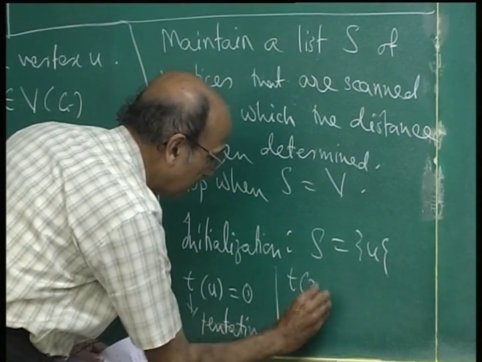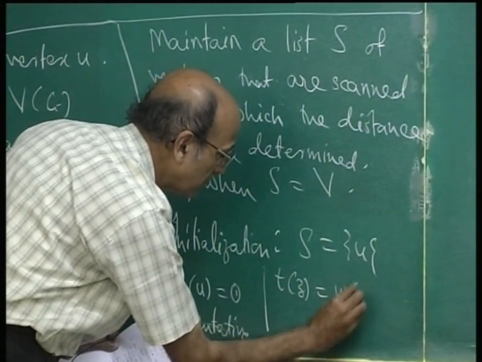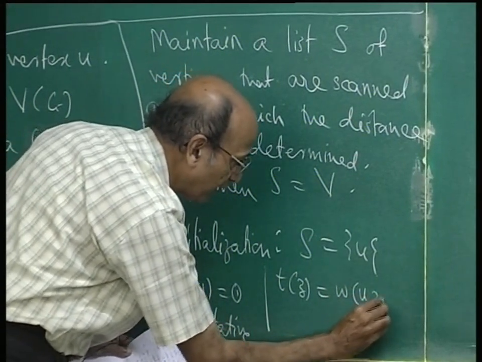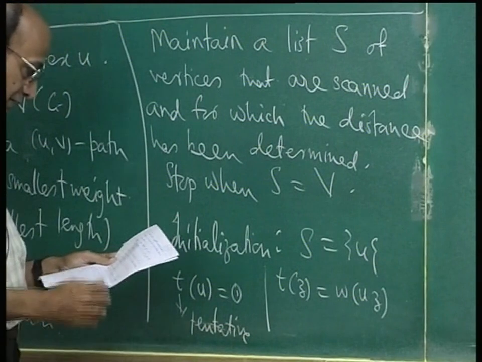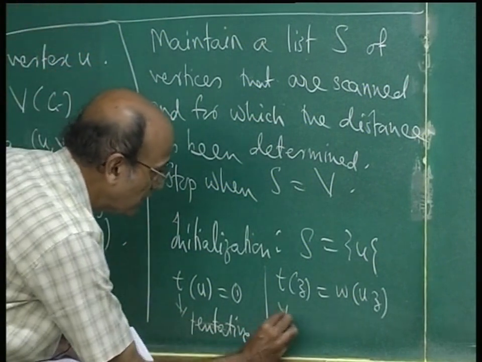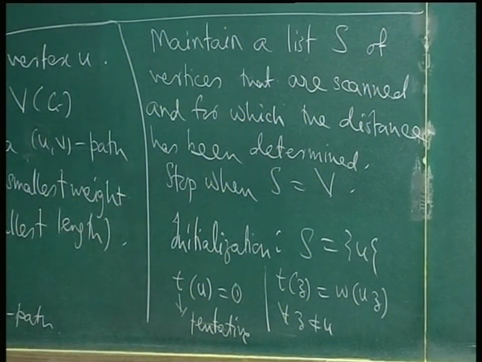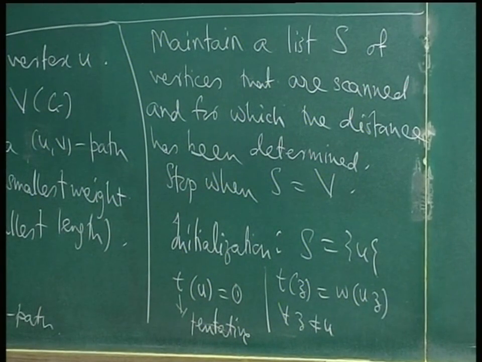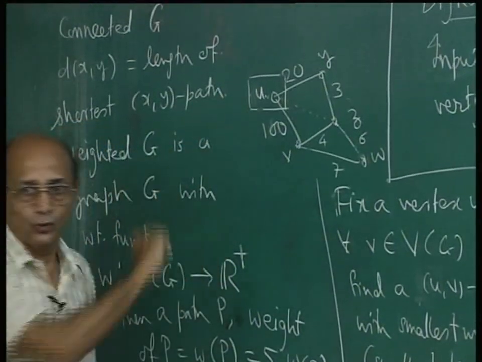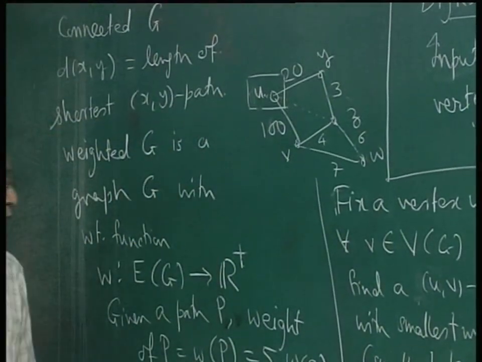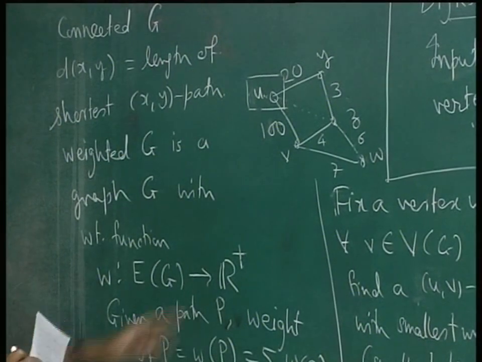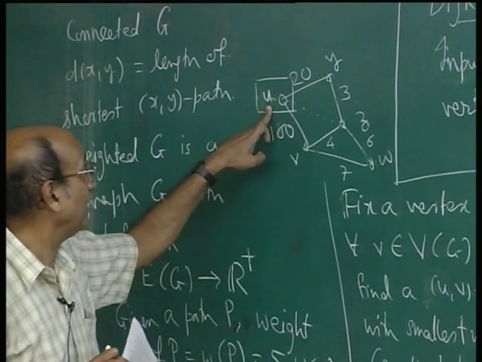T of z is equal to the weight of the edge uz, for all z not in u. Let's suppose that this is u, the vertex from which we have to start. What the algorithm will do to start with is put u in the bag.